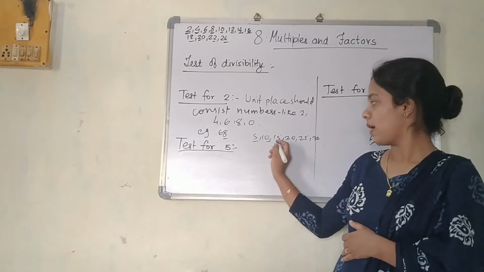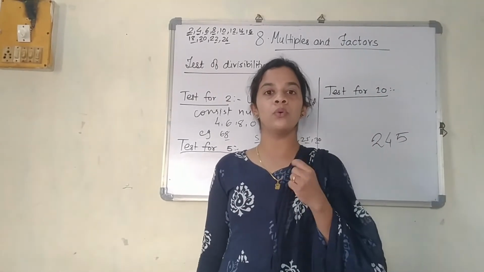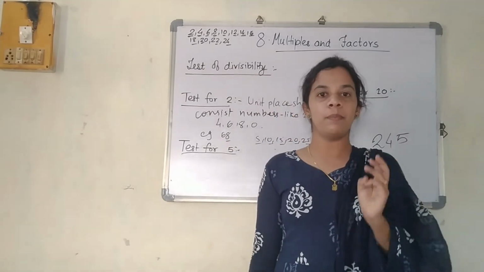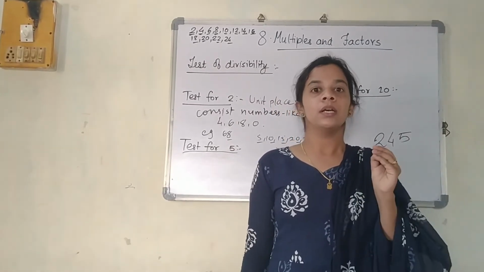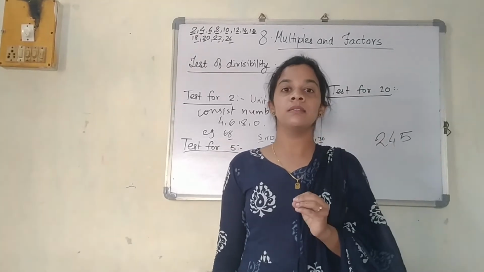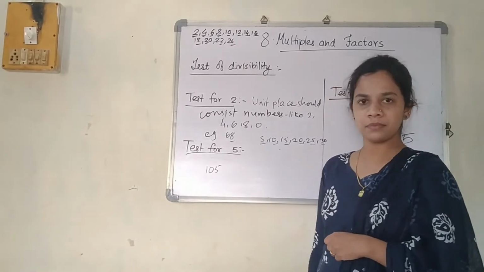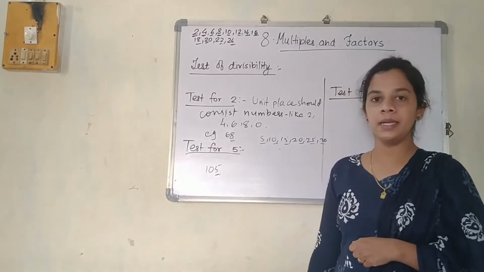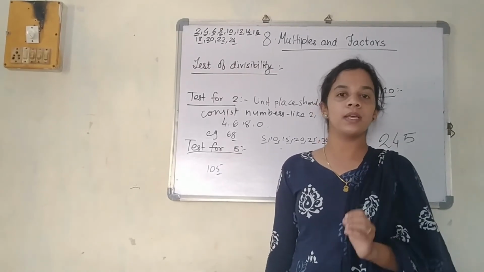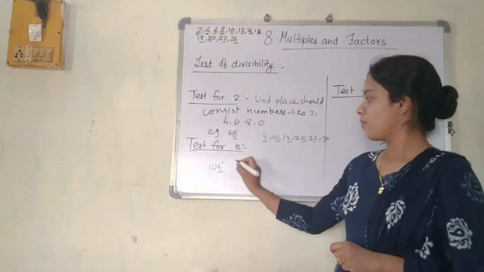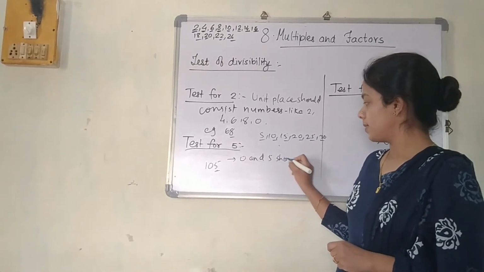If you see the unit place: 5, 0, 5, 0, 5, 0. So what you can tell from here is, if the unit place consists of 0 or 5, that particular number is divisible by 5. For example, if I give you 105, you can see 5 is at the ending place, so we can clearly say that 105 is divisible by 5. So the test for 5 tells you what? 0 and 5 should be at which place? Unit place.